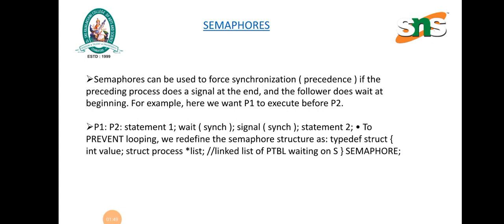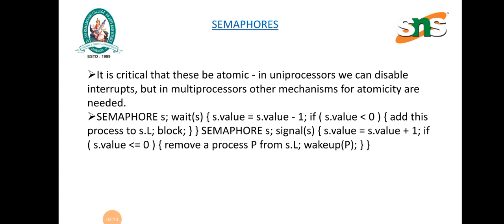Semaphores can be used to force synchronization if the preceding process does a signal at the end and the follower does a wait at the beginning. For example, here we want P1 to execute before P2, statement 1 and statement 2. To prevent the busy looping, the structure type defines a structure with int value, a structure process pointer list waiting, and semaphore S.